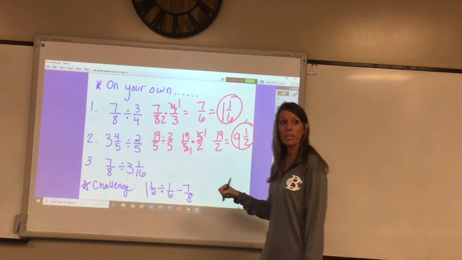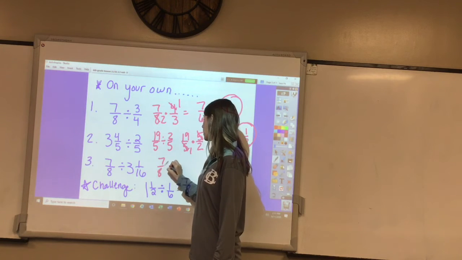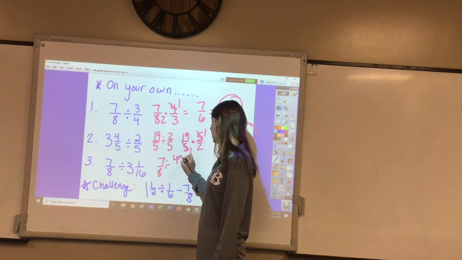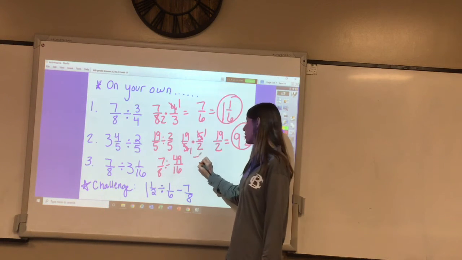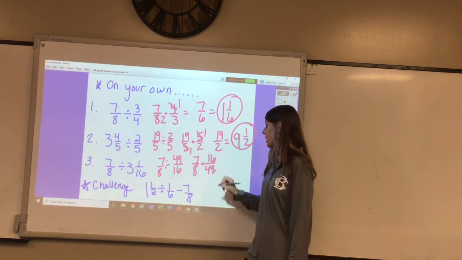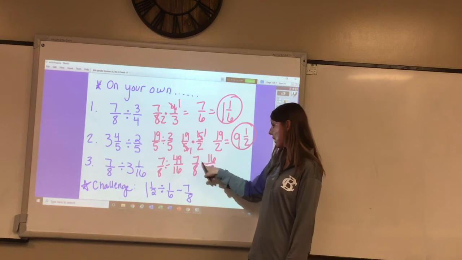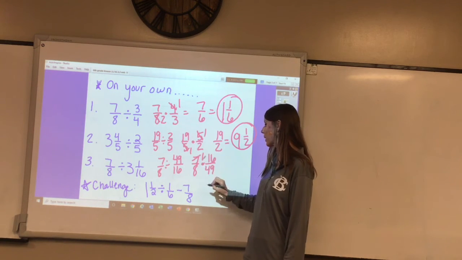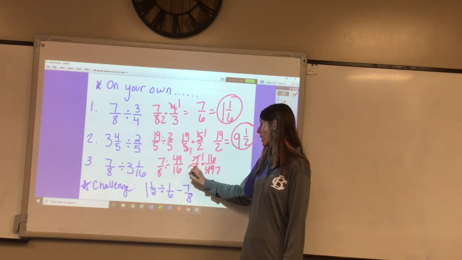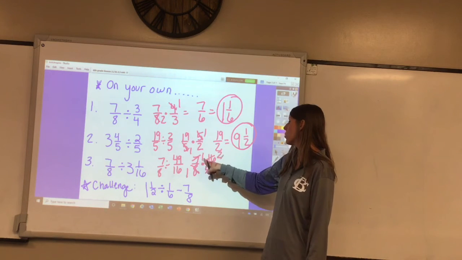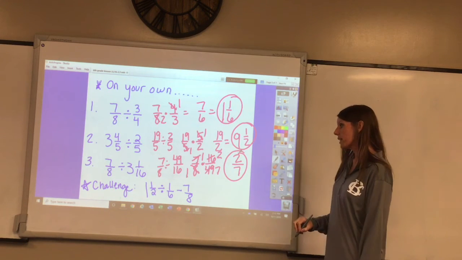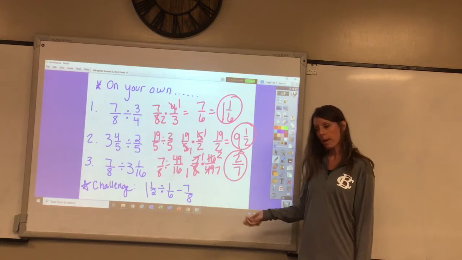All right, let's go to number 3. So I have 7/8 divided by, we'll make this improper, 3 times 16 is 48, plus 1 is 49. Now I'm ready to keep, change, flip. Now this one looks hard, it's actually pretty easy. I can divide a 7 out of both of these, so 7 divided by 7 is 1, 49 divided by 7 is 7. I can divide both of these by 8, right? So 8 divided by 8 is 1. 16 divided by 8 is 2. Now, 1 times 2 is 2. 1 times 7 is 7. So there you go.